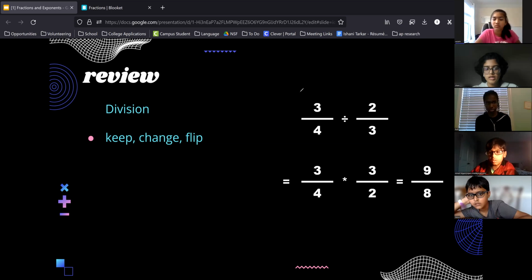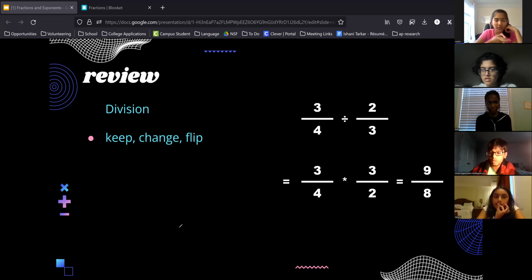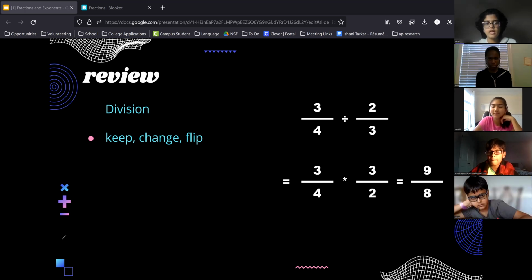So what we do is we keep okay, wait, Freddie, your hand is raised. For subtracting fractions, do we also need to have the same denominator? Or just addition? Yes. For both subtraction and addition, we need to have the same denominator. But for any other operation like division or multiplication, we do not.